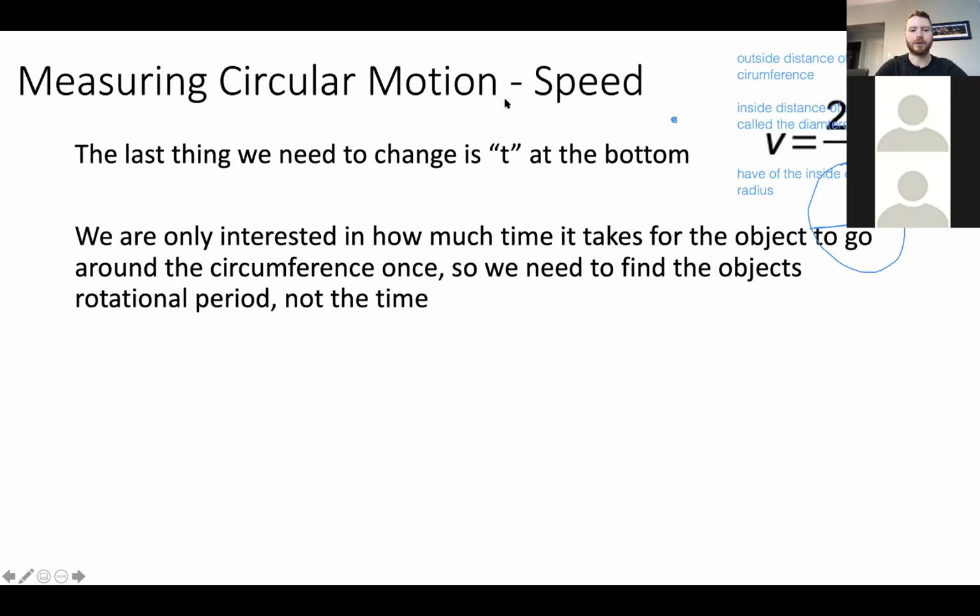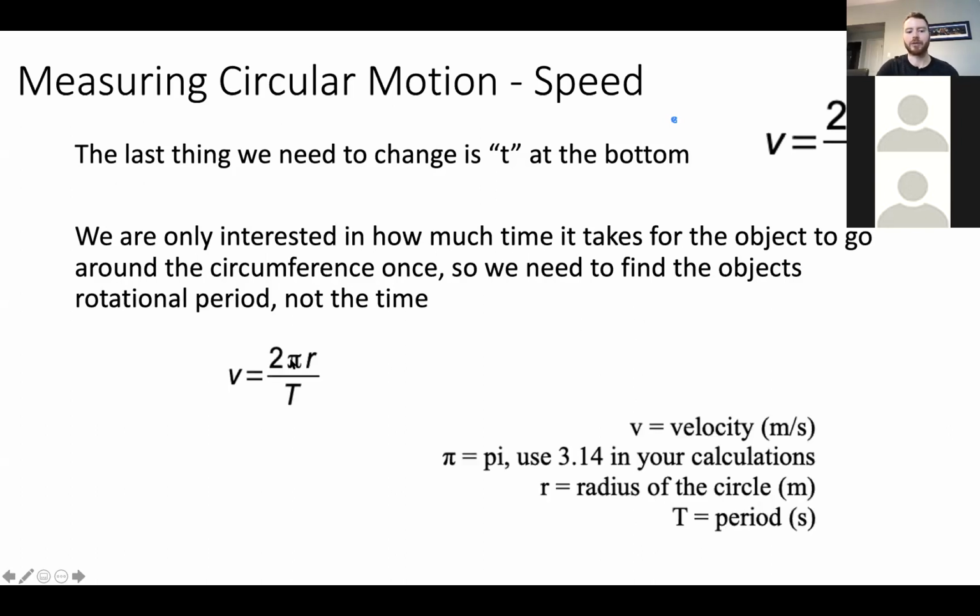The last thing we need to fix here is the t at the bottom. So little t is just time, but we are concerned with the period when we are dealing with circular motion. So we're only interested in how much time it takes for the object to go around the circumference once. So we need to find the object's rotational period, not the time. So we can just substitute the period, big T, for little t there.